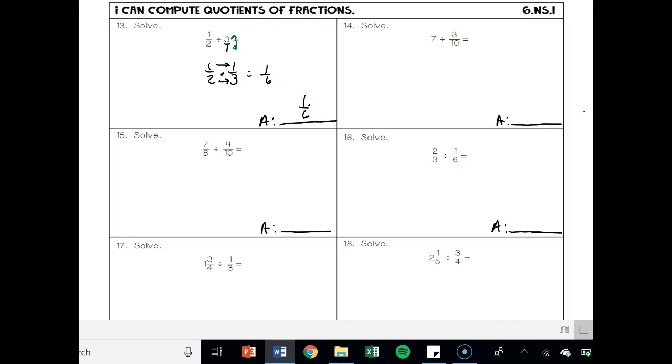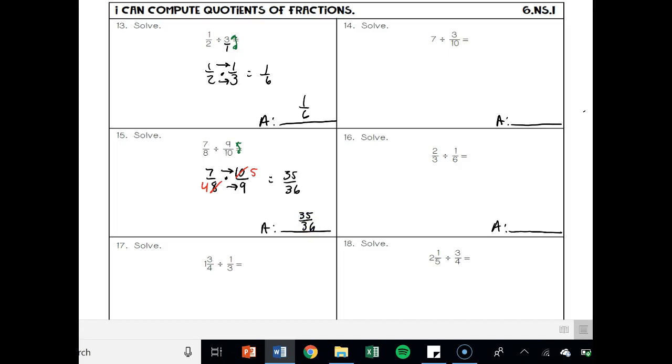Okay. Number 15. All right. We're going to flip, and I'm going to get 7/8 times 10 over 9. Before I multiply straight across, I should look to see if I can cross cancel. Divide 8 and 10 by 2, so 10 becomes a 5. 8 becomes a 4, my fault. And now I can multiply straight across. So 7 times 5, 4 times 9, I should get 35 over 36, and that is fully simplified, so put your answer on your answer line.